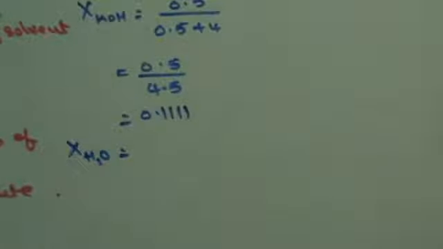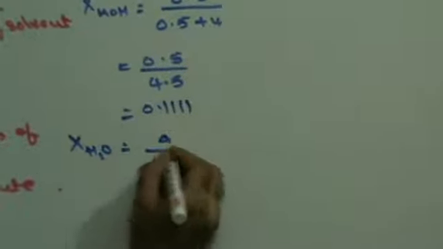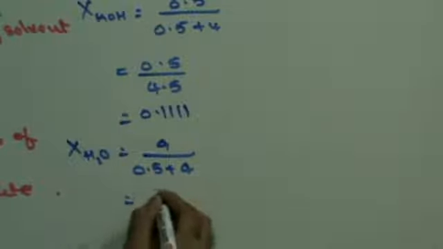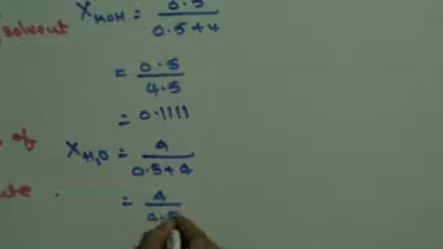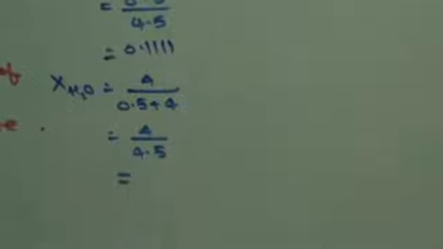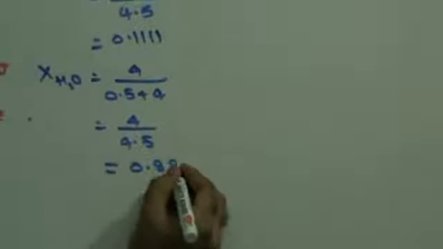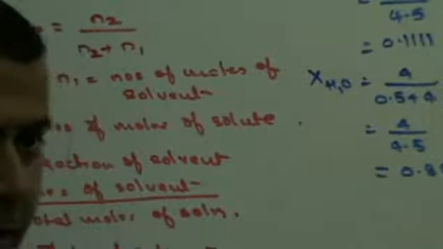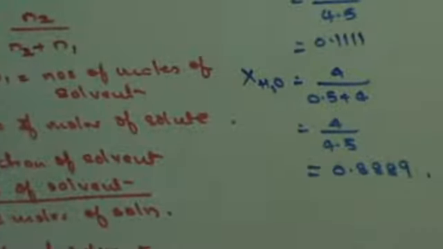Then similarly I can find out the mole fraction of say water, that is solvent, which is number of moles of solvent, which is 4, divided by total number of moles in solution, 0.5 plus 4, 4 divided by 4.5, which will work out to 0.8889, right? So that's how you find out mole fraction. Fine, do we get this? So do we understand the concept of mole fraction?